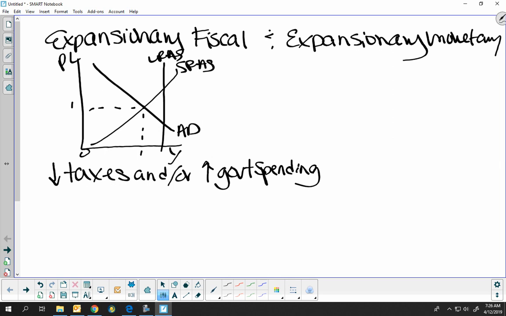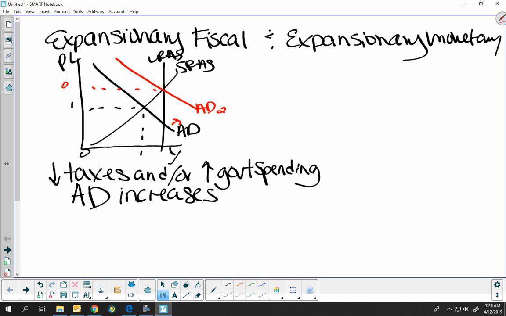Bryn, if we were to decrease taxes or increase government spending, which curve would shift and in which direction? So AD increases, goes to the right. So I'm going to write that, and then I'm also going to draw it. If taxes are lower or government spending is higher, we're going to have more spending. Aggregate demand is going to go to the right, and it looks like everything is A-okay. This is where the short run ends.